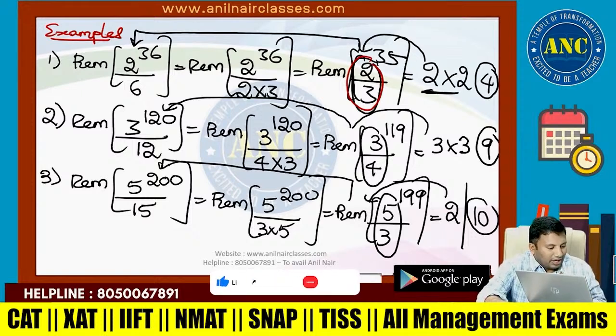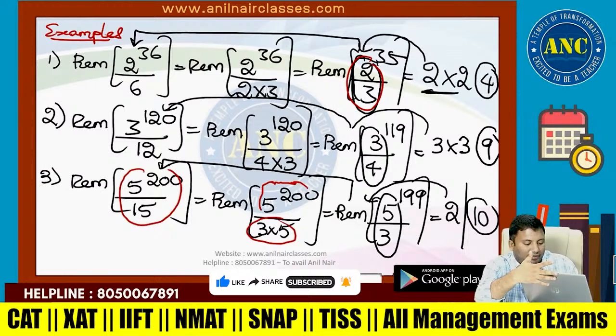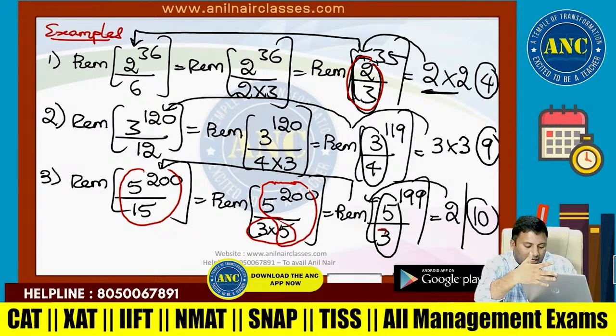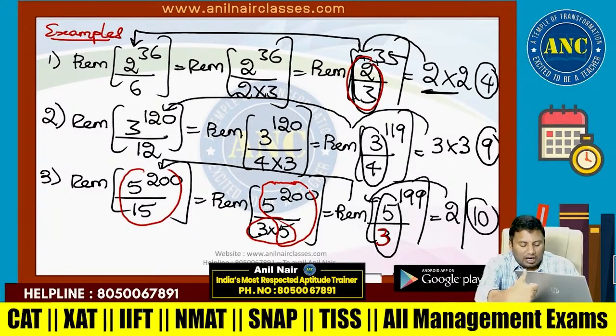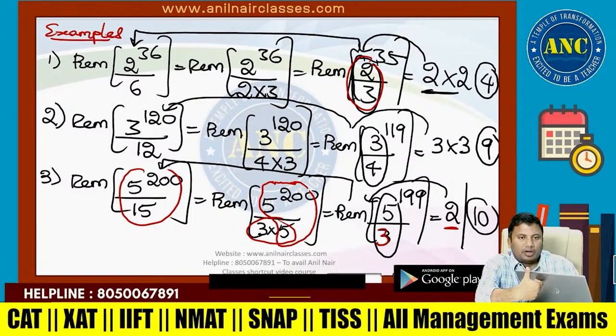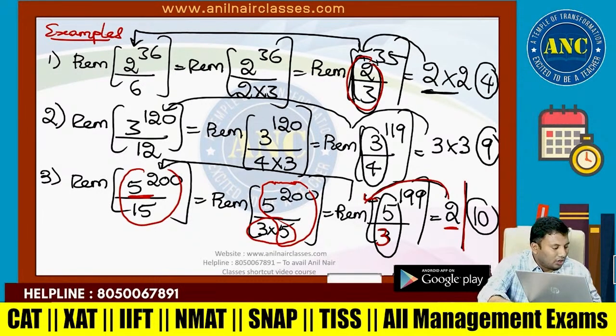Vaishnavi, for you, 5 power 200 by 15. 15 is 5 into 3. 5 power 200 by 5 is 5 power 199 by 3. 3 twos are 6, negative remainder minus 1. Minus 1 power odd is minus 1. Positive remainder is 2. 2 is for 5 power 199, the question is 5 power 200, so 2 fives are 10.